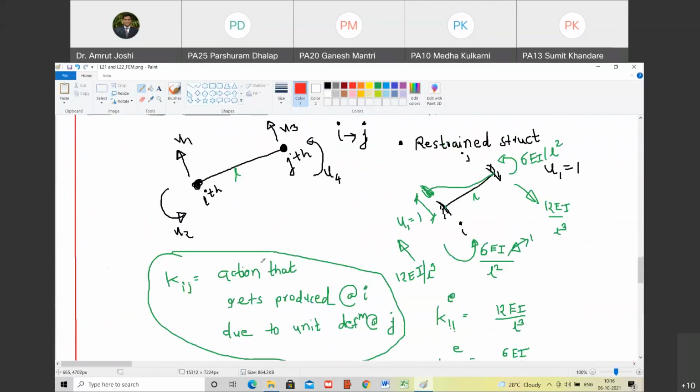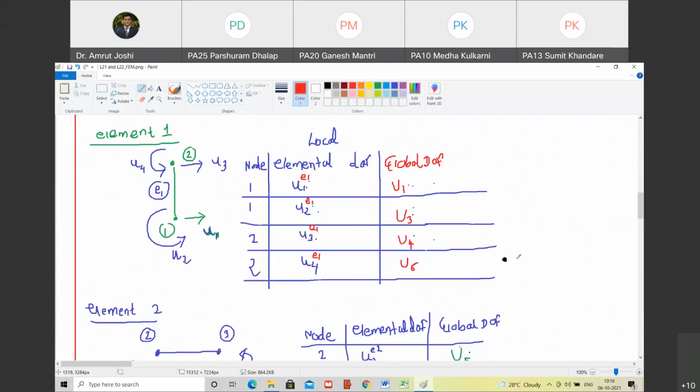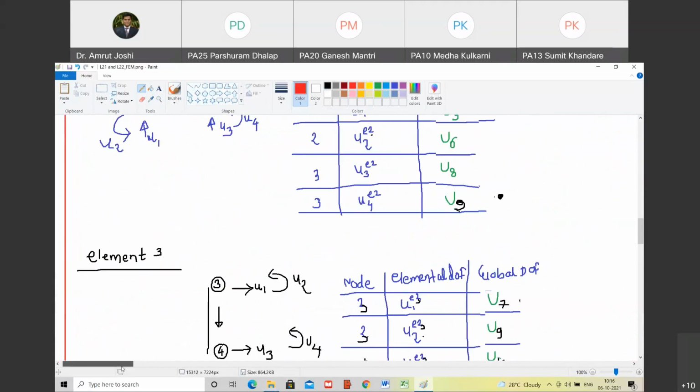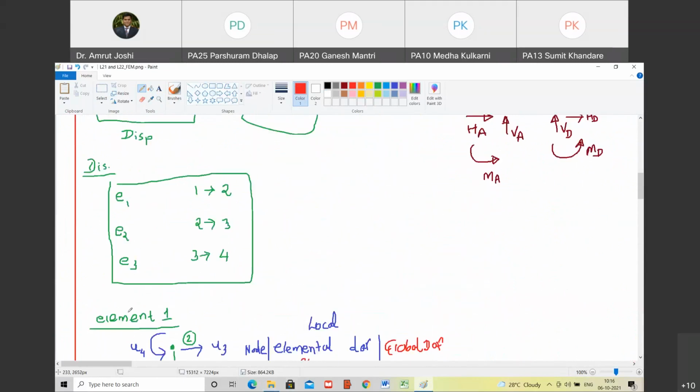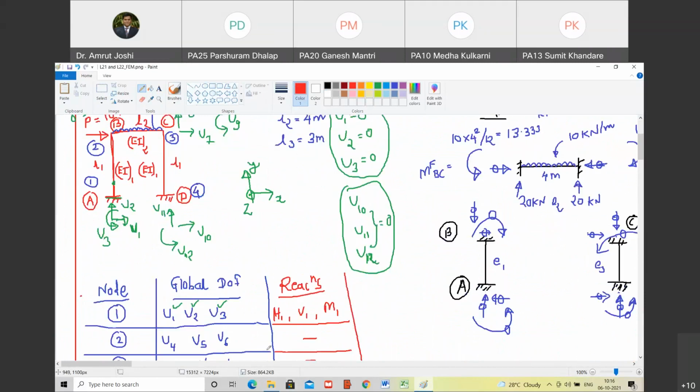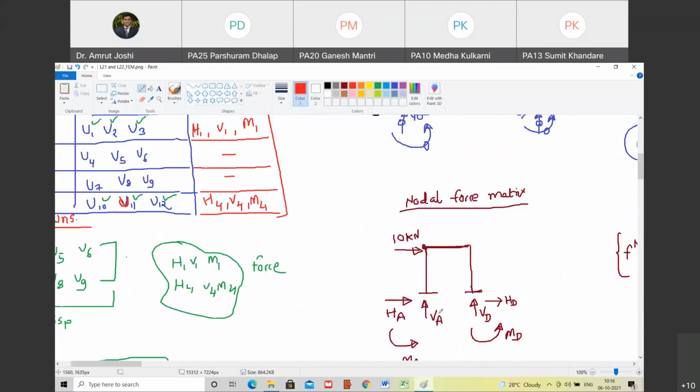Okay. What about U2? U2 is a part of which element? None of the elements. So actually I tend to write 0 there, but if you are writing it correctly, you will see that U2 is a global degree of freedom. Corresponding to that, we have VA here. Do you agree with me? Are you with me?